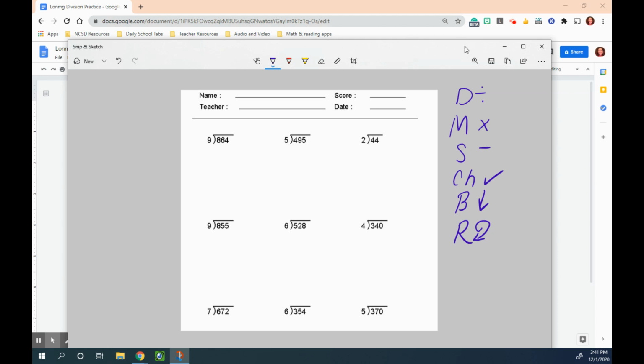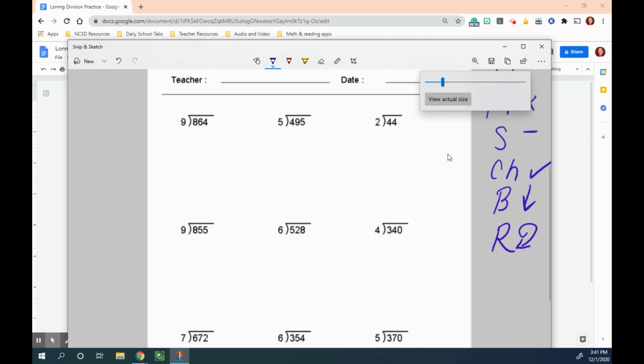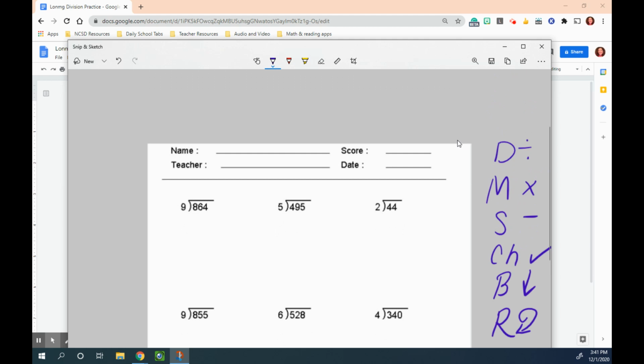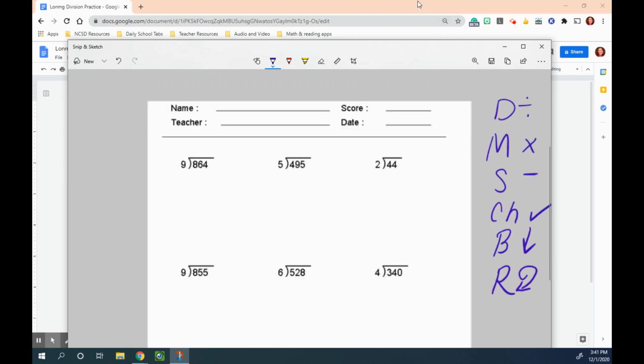So I'm going to blow this up just a touch, just a little bit here, so that we can see what we're doing. And I want you to follow along with me as I talk through our first problem. We see here that it's a 3-digit divided by 1-digit division problem, and we're going to follow our steps. So the first step, we're going to divide.